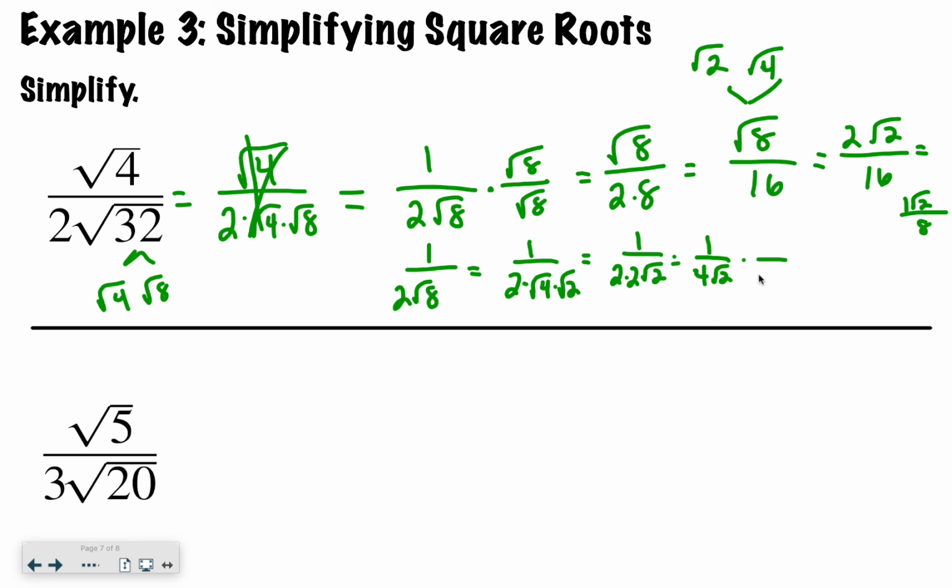And then all I have to do is multiply by the radical that's the square root of 2 on top and bottom. So then I have 1 times the square root of 2 is just the square root of 2 over 4 times the square root of 2 times the square root of 2. Square root of 2 times square root of 2 is just the square root of 4, which is 2. 4 times 2 is 8. So you could see I end up at the same thing.